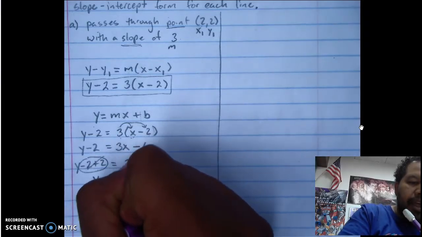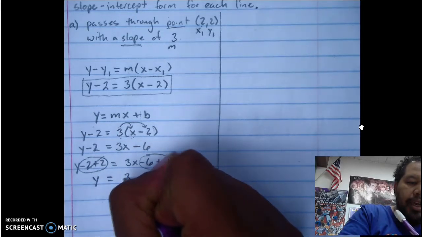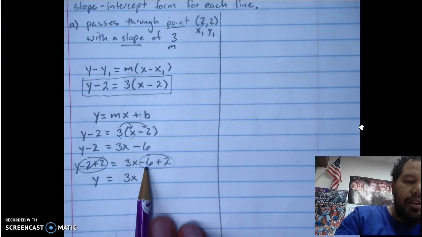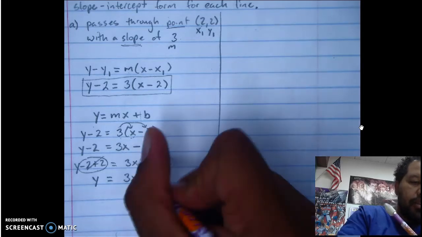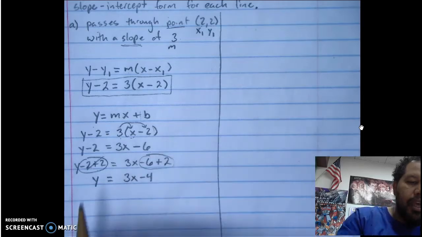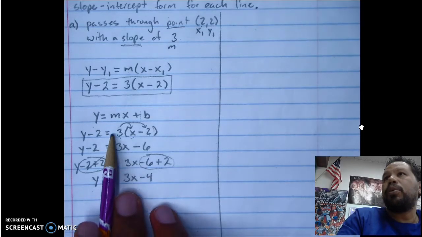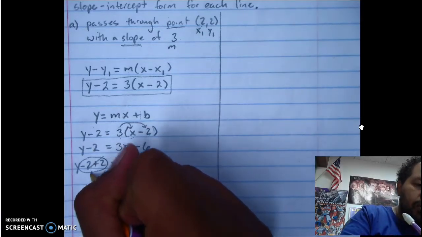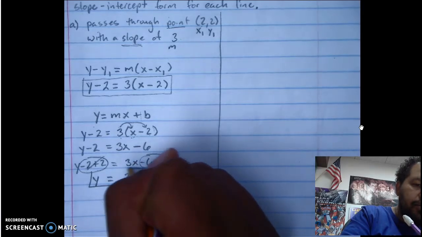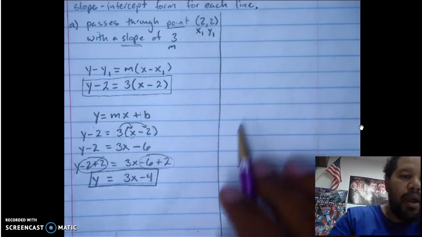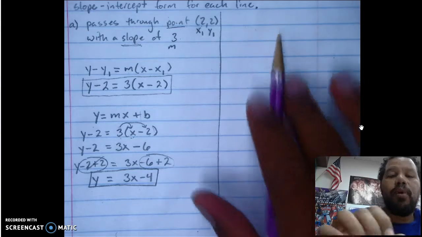So on the left, I have y equals, the 3x stays 3x, negative 6 plus 2 is negative 4. And this is in our slope-intercept form. So this is our second answer. So now I'm going to write the steps on the right side.